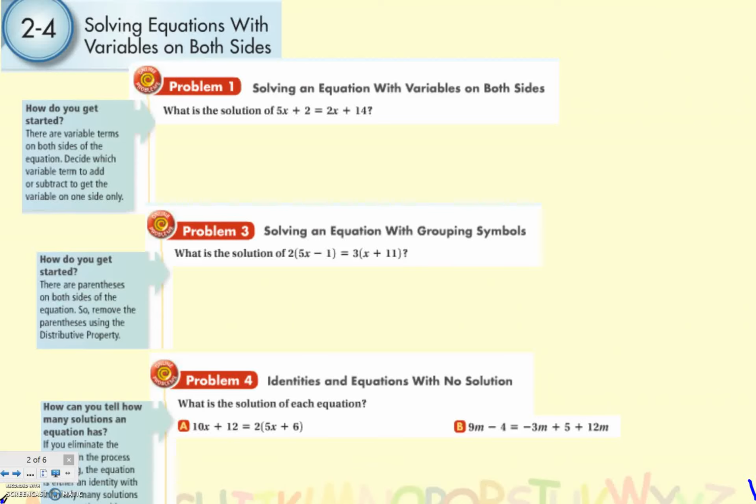Hi everyone, so this is 2.4, solving equations with variables on both sides, which you should have done before, so it should be a little bit of a review, but let's go ahead and look at these problems.